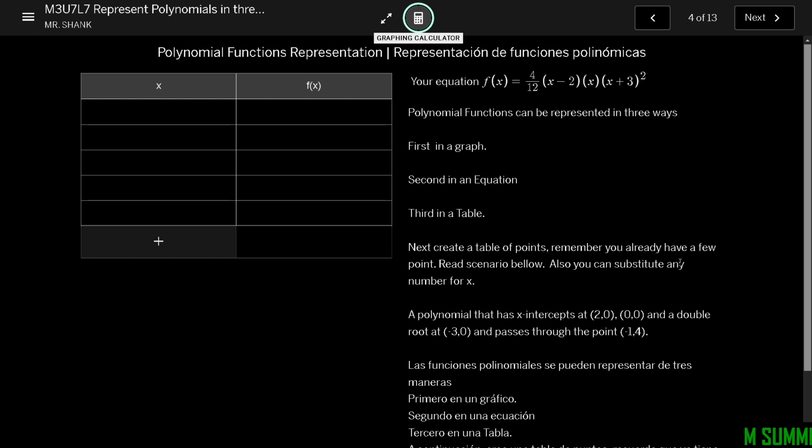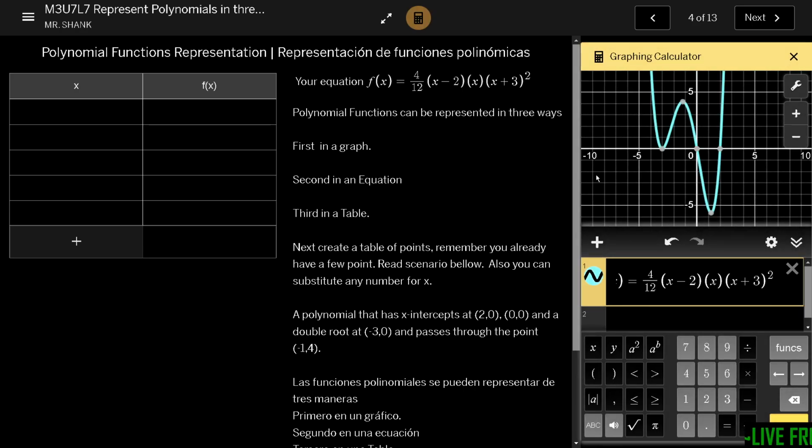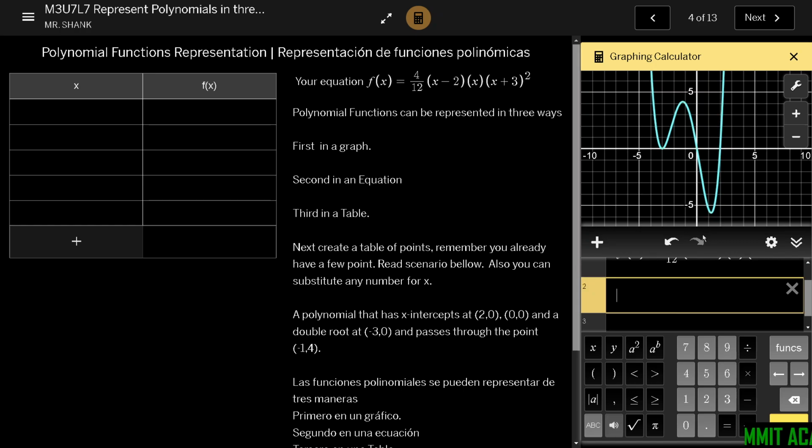It says also you can substitute any number for x. So what I can do is graph out that function, and if I want to find out what that value is at that point, I can type it in. I can choose whatever value I want. So let's say if I typed in negative 2, what happens? Well, we get 2 2/3. Or if we type in negative 4, what do we get? We get 8. So that's an easy point to type in.